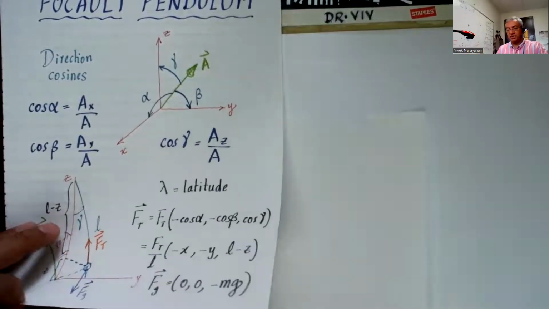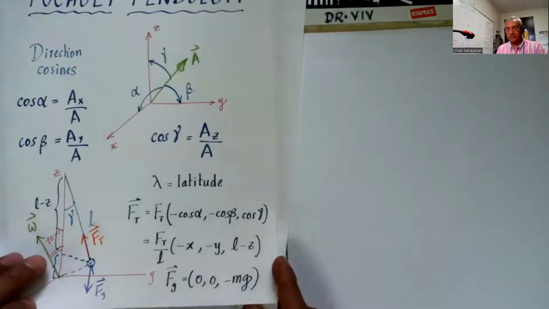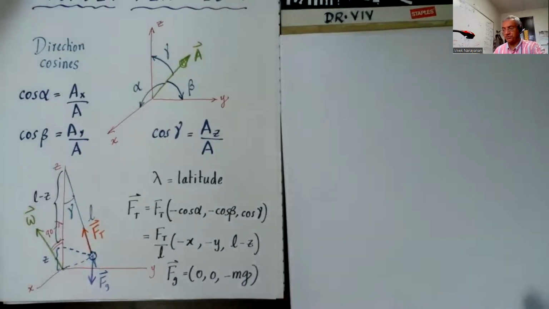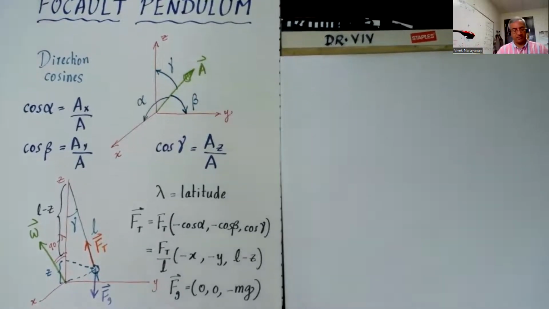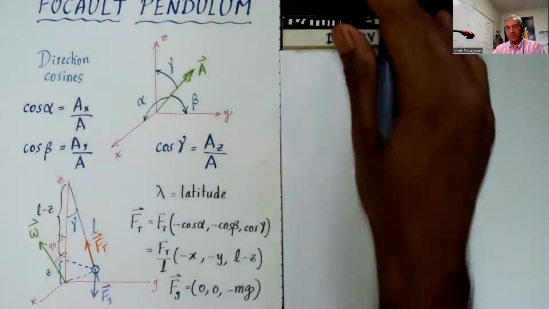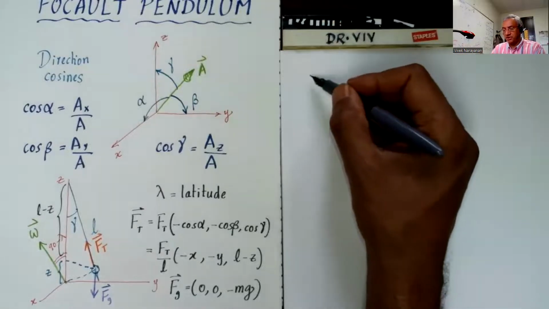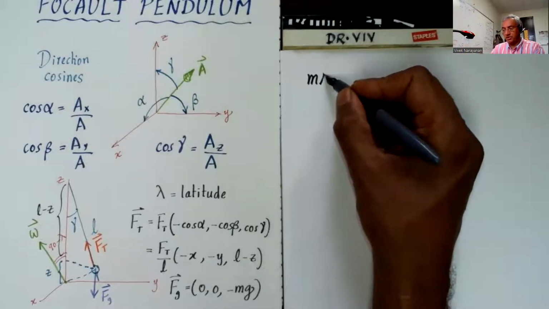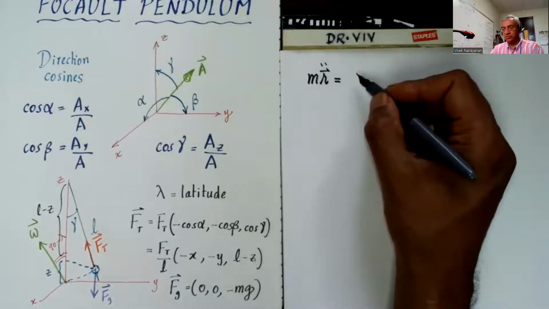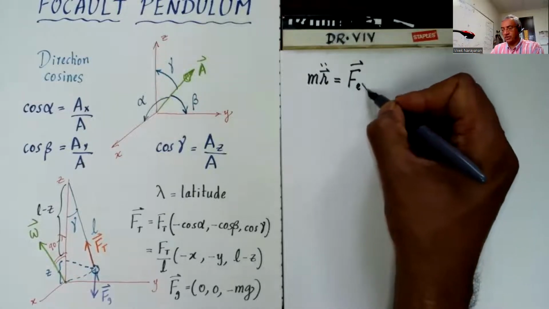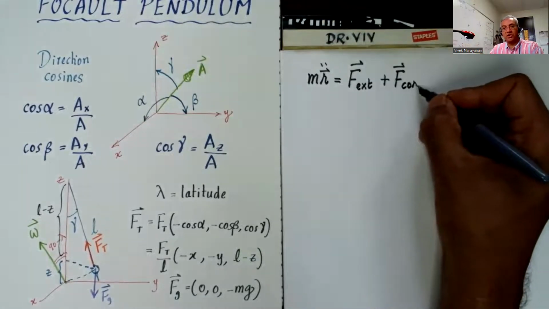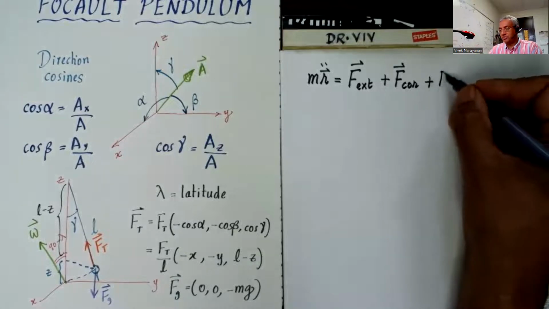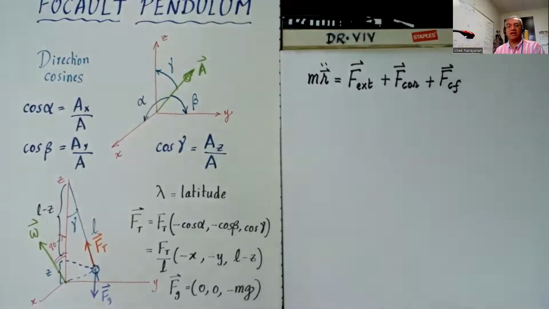Now, in the previous video, which you should look at if you haven't, I derived the equations for the description of motion in a non-inertial reference frame. Those equations are as follows. In the non-inertial frame, which is the frame of the Earth that's rotating, the equations are m r double dot is equal to the external force plus the force known as the Coriolis force, F_cor, plus the centrifugal force, F_CF.